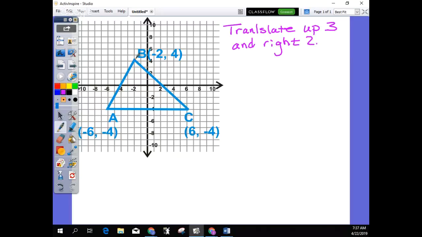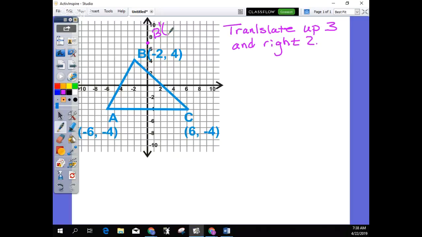So we're going to go up 3. We're going to take each point and translate it. We'll take the vertices of the triangle, then connect the new vertices, and that'll be the translated triangle. So I'm going to translate up 3, 1, 2, 3, over 2, and I get the coordinates. This is B prime, because now we're talking about the image of B. So that went up 3 and right 2.